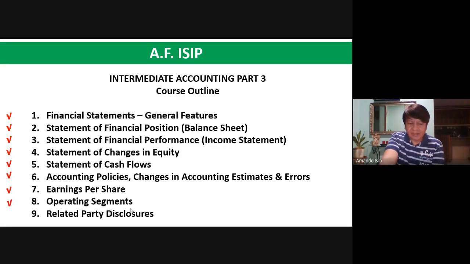And then we will discuss operating segments. This discussion of operating segments is applicable to big companies only because the operations of these companies are quite complicated. They have different phases or segments. And then, as far as I can remember, we have discussed related party disclosures in our conceptual framework and accounting standards. Related party disclosures is applicable to big companies, specifically those conglomerate companies with a mother company and different subsidiaries.